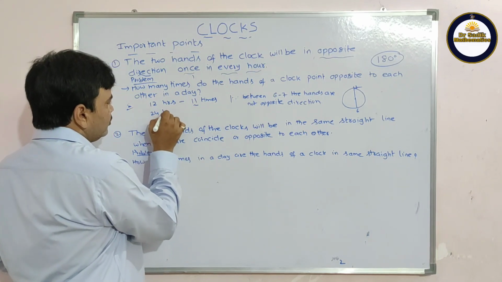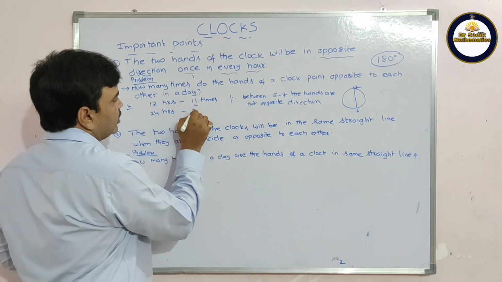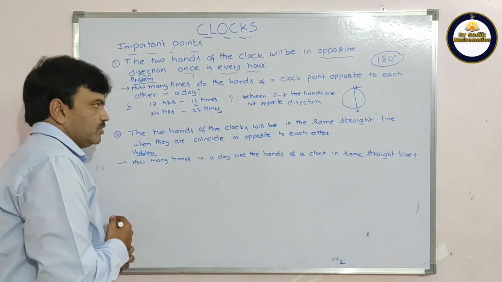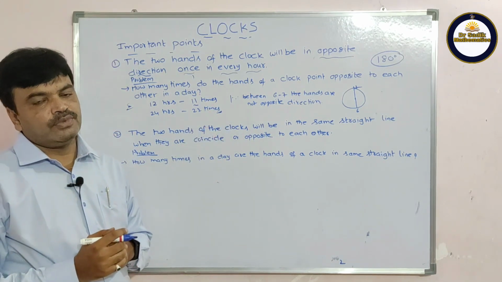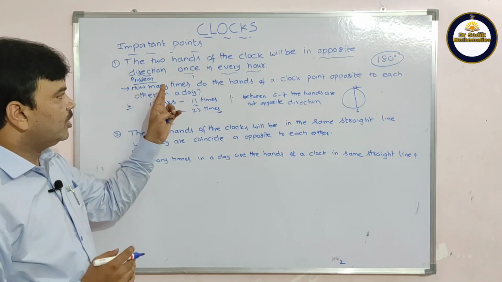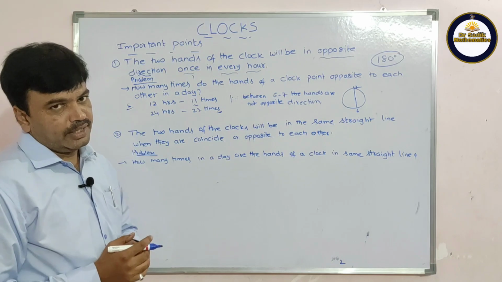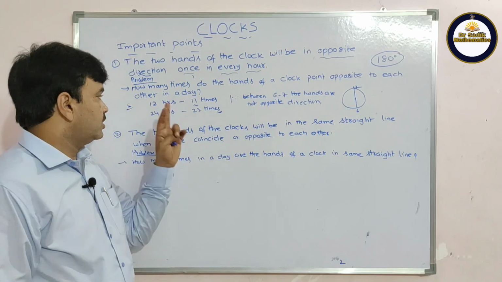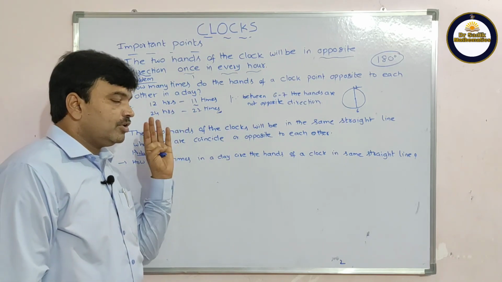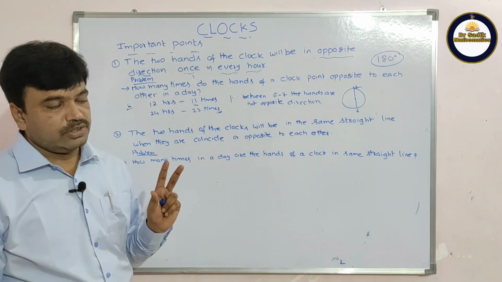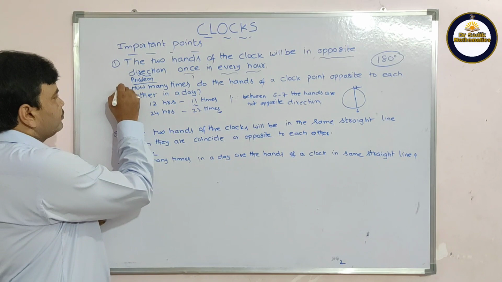So for 24 hours in one day, 22 times. Once again, friends, how many times do the hands of the clock point opposite to each other in a day? For 12 hours, 11 times. For 24 hours, 22 times. Please remember the answers, friends, very very important from an exam point of view.